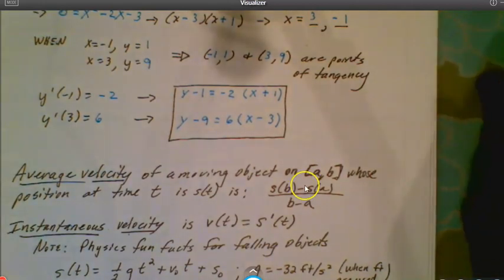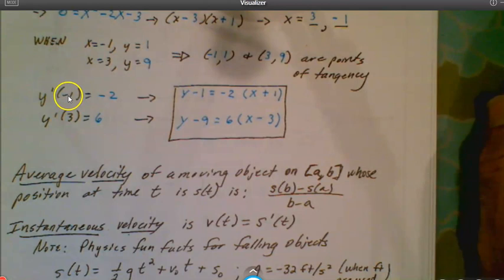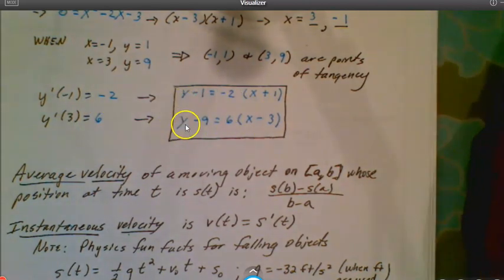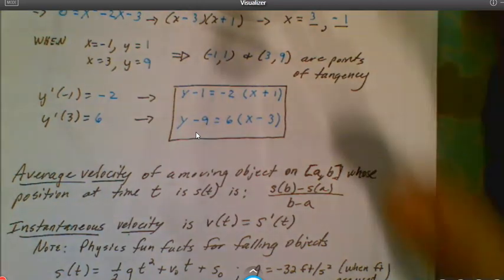And of course, this is where the derivative comes into play. So if I were to plug negative 1 into my derivative, I get a slope of negative 2. If I plug 3 into my derivative, I get a slope of 6. And so here's all that information put into two different point slope layouts. And so from there, obviously, if you wanted to get y by itself, you certainly could.